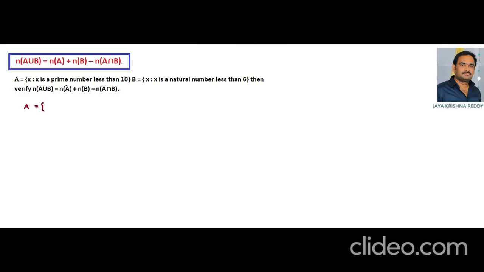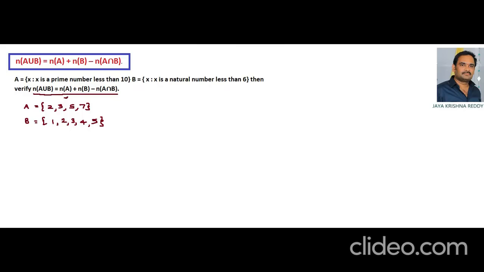So A equals x is a prime number less than 10 means the prime numbers less than 10 are 2, 3, 5, 7, and B equals set x such that x is a natural number less than 6 means we have to write the numbers up to 5: 1, 2, 3, 4, 5. It is less than 6, not equal to 6. So these are the two sets given. Now we have to verify this formula: n of A union B equals n of A plus n of B minus n of A intersection B.